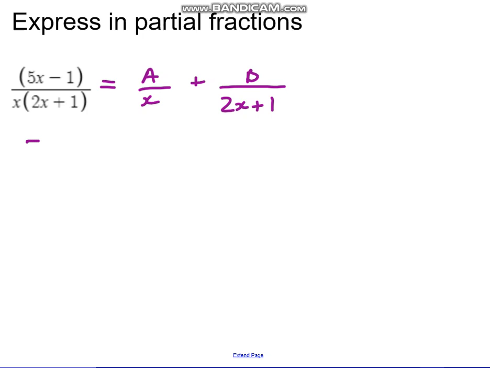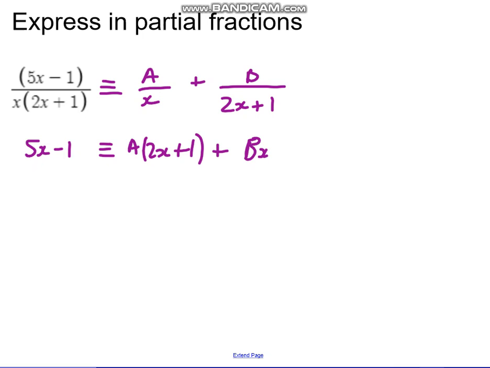So that means on the left hand side we're just going to have 5x minus 1. On the right hand side, when I multiply through by this, these x's will cancel here, so I'll just have A multiplied by 2x plus 1. For this one, the 2x plus 1's will cancel, so I'll just have B multiplied by x. Okay, so now, these are identically equal, so they're true for any particular value of x. So I'm going to choose just some values of x which will help matters.